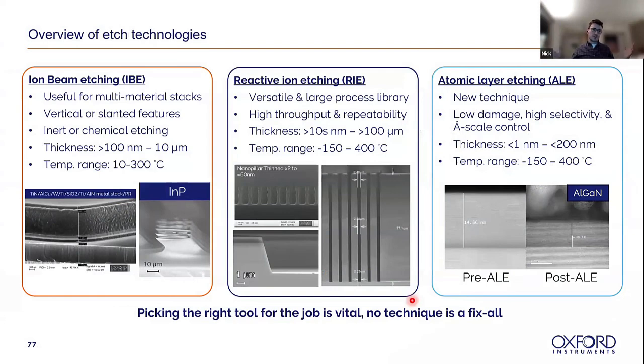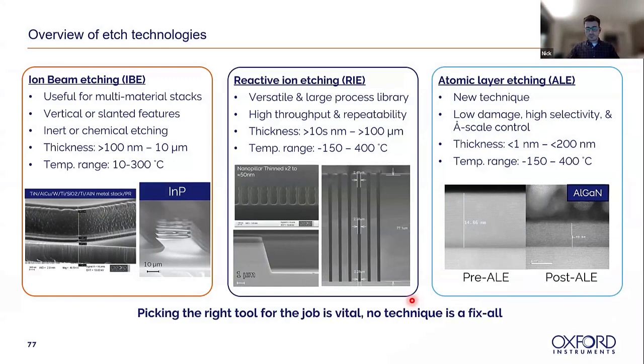As an overview of the different etch techniques, we have ion beam etching, very useful for multi-material stacks. It's great in that it can do very vertical etching, but it can also do slanted etches. It can either be inert or use chemistry to enhance the etching. Typically, we'd be looking at thicknesses from about 100 nanometers to 10 micrometers as the typical range that you'd use for ion beam etching. It operates in a temperature range of about 2 degrees.